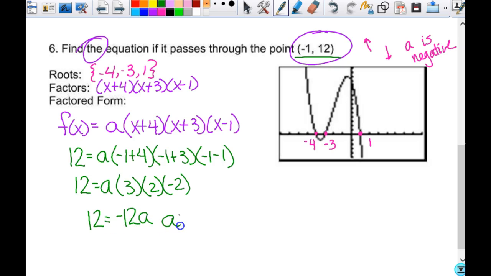Negative 4 times 3 is negative 12, so I get negative 12A. So what does A equal? Negative 1. Now, just because A is negative did not guarantee us that it would be negative 1 up there, because it could have been a negative 5, a negative whatever. It just happens to be a negative 1.